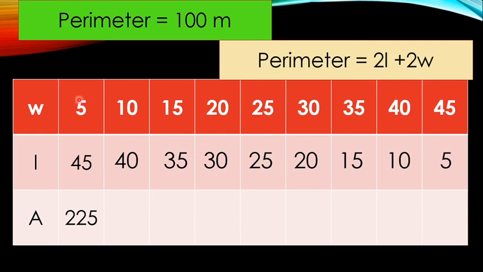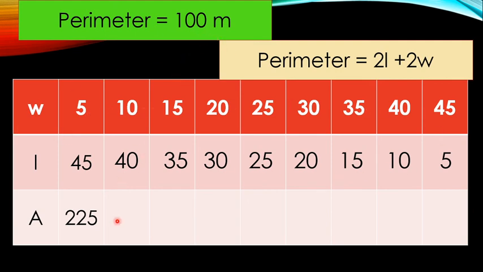If you're going to check if you can get the perimeter which is 100, just substitute this value of width and the length to this formula, and we can get the perimeter which is 100. For example, 20 and 30. So 2 times 30, we have 60. And then 2 times 20, we have 40. 60 plus 40, that is 100. And for all of these, if you solve for the perimeter, we can get 100.